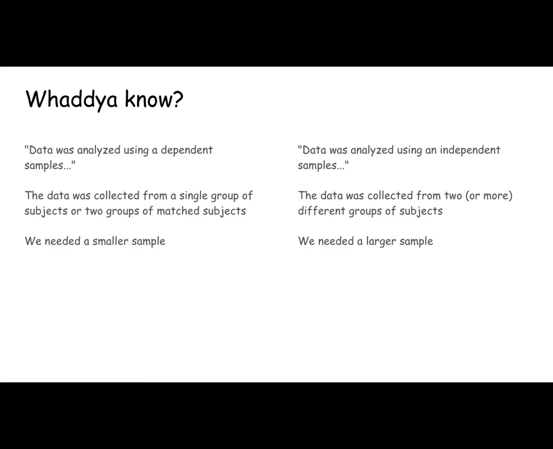If they say their data was analyzed using independent samples something, then they collected data from two or more different groups, and they're going to need more people because they're going to have to accommodate the fact that the data came from different groups of people.